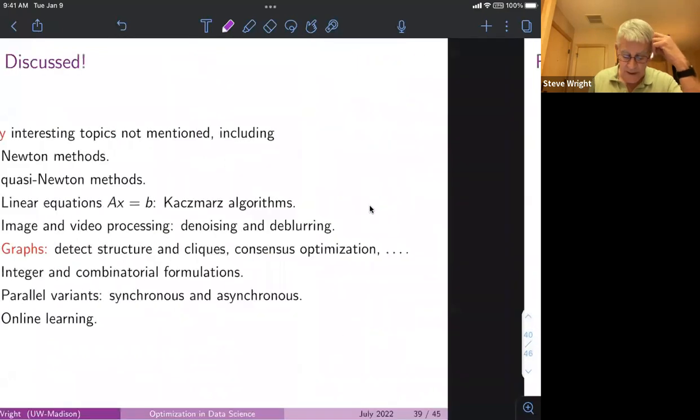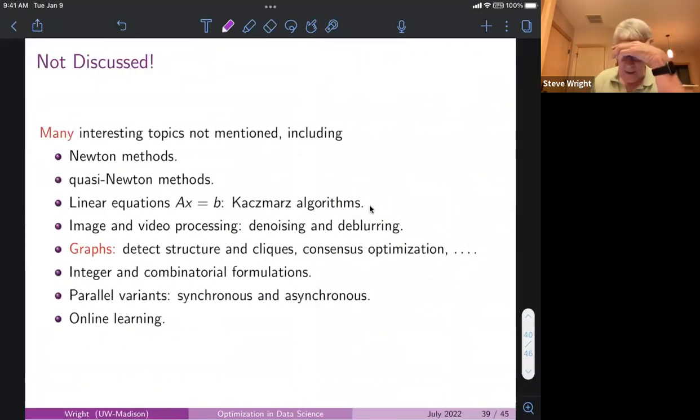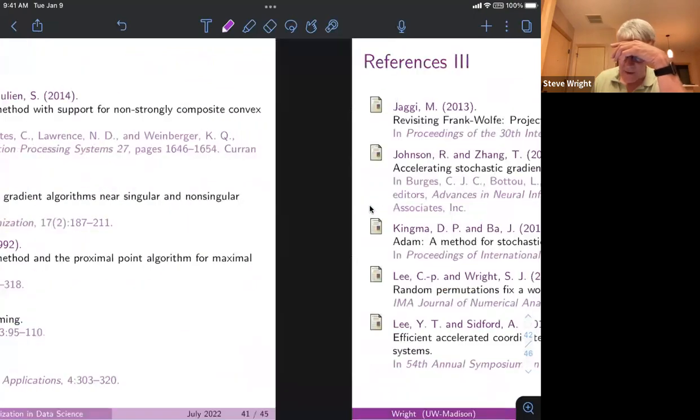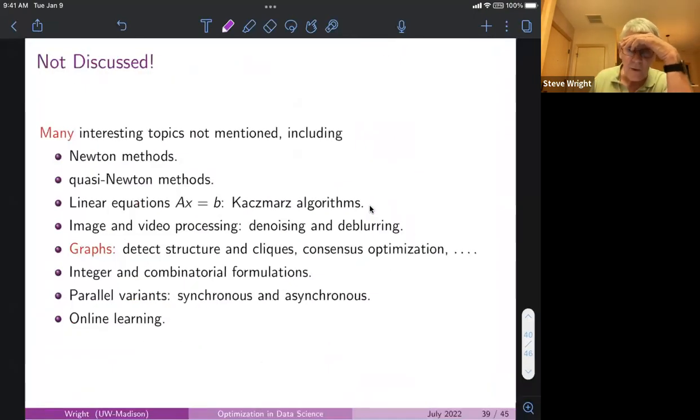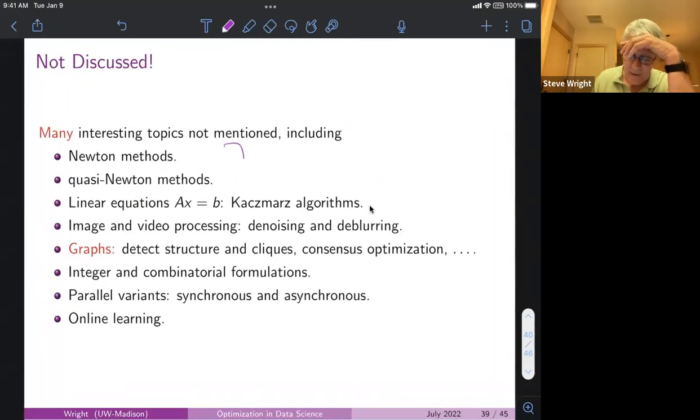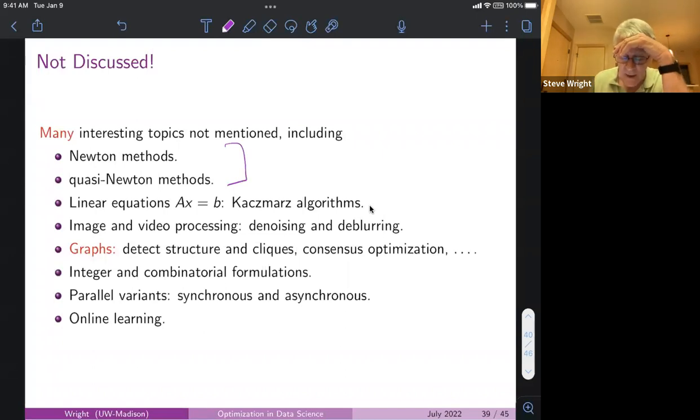Okay, so I'll just finish by saying that there's a lot of things I didn't discuss. The rest is references, so I'm not missing too many slides here. So there's an awful lot of methods that I didn't discuss, some of which are quite relevant in data science. I didn't talk about Newton methods or quasi-Newton methods. People have been trying for 15 years now to get second order methods and quasi-Newton methods working in data science problems. There's always a success just around the corner, but as far as I know, it hasn't quite made it into production software yet. But that's no reason to stop trying.